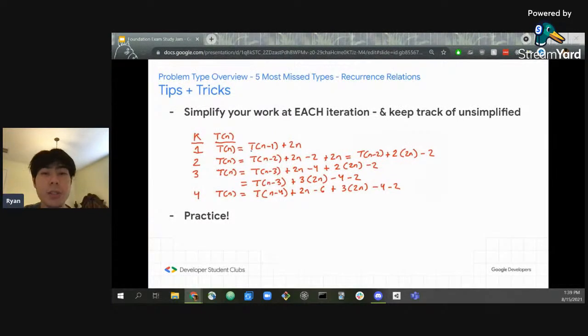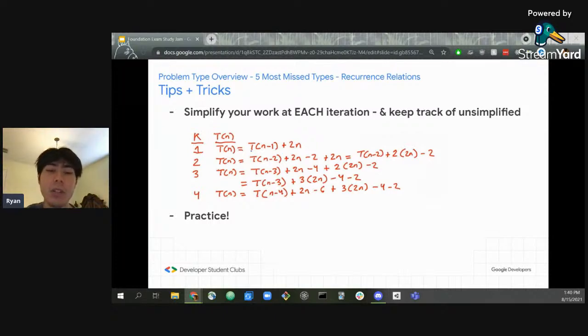Another tip I have is to simplify your work at each iteration and keep track of the unsimplified work. What I'm referring to is if you look at the screenshot here and look at iteration 3, or where it says k equals 3 and the thing to the right of that, you'll see that the simplification is on 2 levels. And the reason why I like to do this in particular is because I'm able to look back at things that I've simplified too far and see what the actual recurrence relation should be at the end of the day.